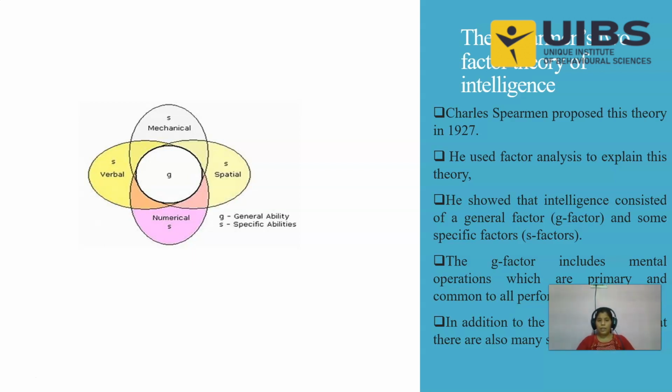Let me give you one example. Suppose someone is very good in mathematics. So the person has a general intelligence or general ability, or that is a G factor. With that, the person has specific ability for math. That is the S factor. Again, if a person is very good in language, it means the person has general ability, which is a common factor, and apart from that, the person also has specific ability for language. So the general factor is the common one, it is present in every individual, and specific factors are related with the specific abilities that the individual possesses.